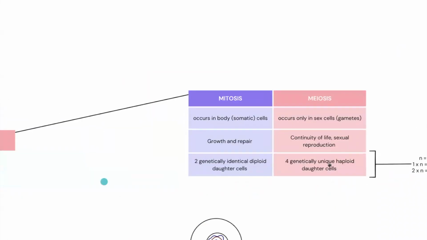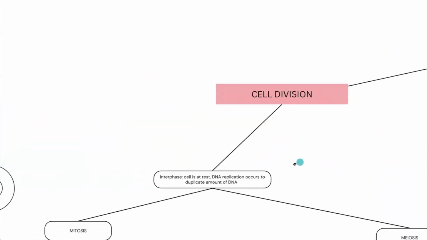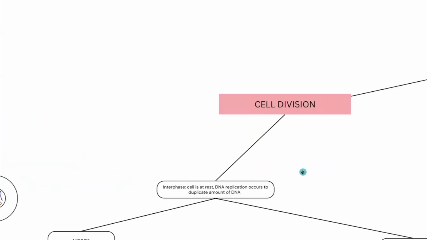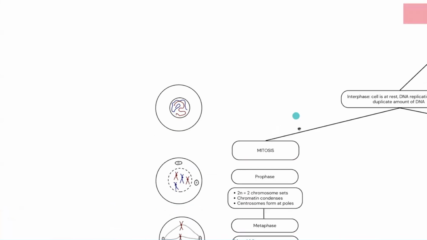All right, so now let's just quickly go into the processes. So I like to remember the cell division through just saying PMAT. So P, prophase, M, metaphase, A, anaphase, T, telophase. Before mitosis or meiosis begin, we start with our interphase. That's where the cell's at rest. There's DNA replication happening. So we're just duplicating the amount of DNA we have. Okay, so let's start with mitosis.